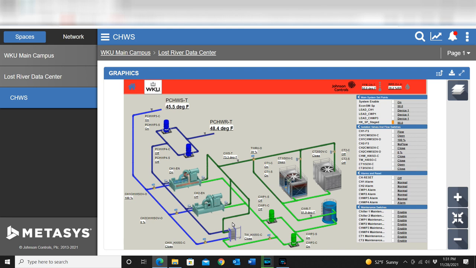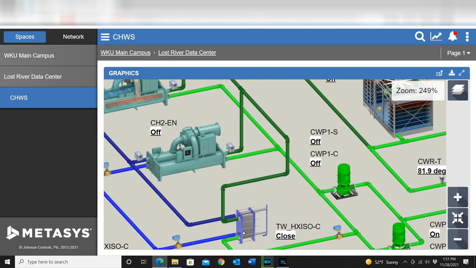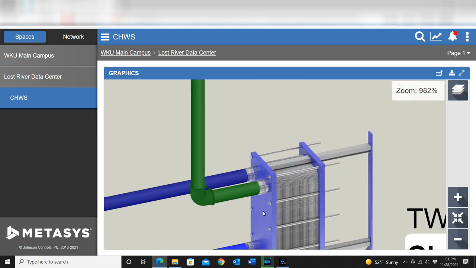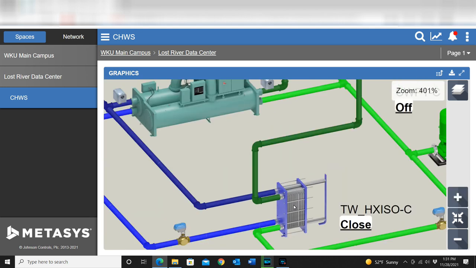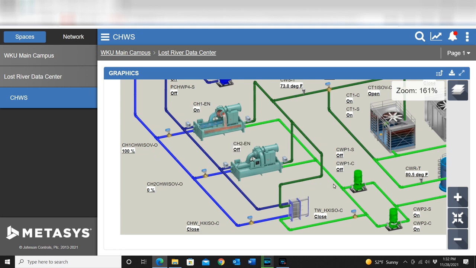And of course, we've got the heat exchanger here. You can see where the mouse is hovering over this device. This is the heat exchanger for this system. Once we open the isolation valves for the plate frame system, we will close those valves for the chiller, and then the condenser water loop will flow cooled condenser water through one side of the heat exchanger, and the chilled water will flow through the other.